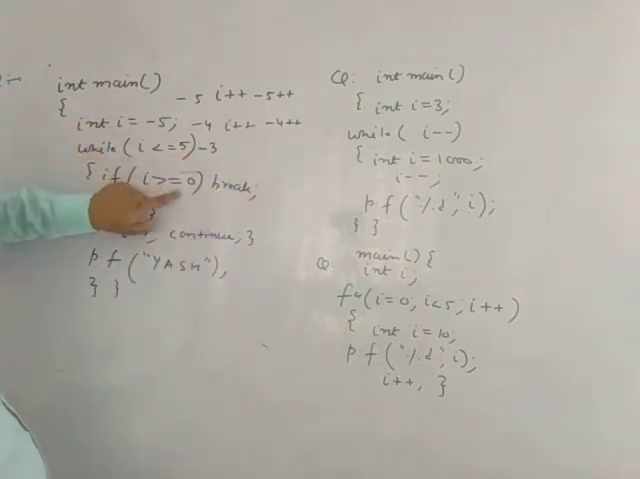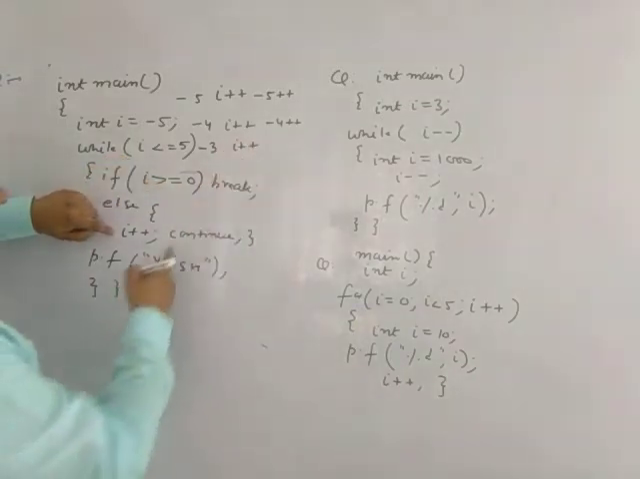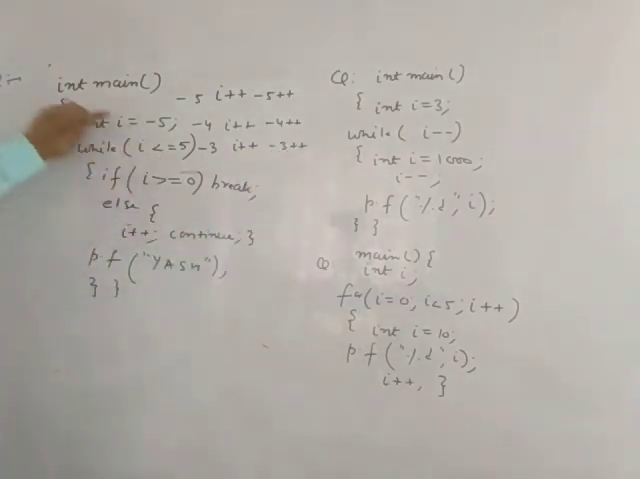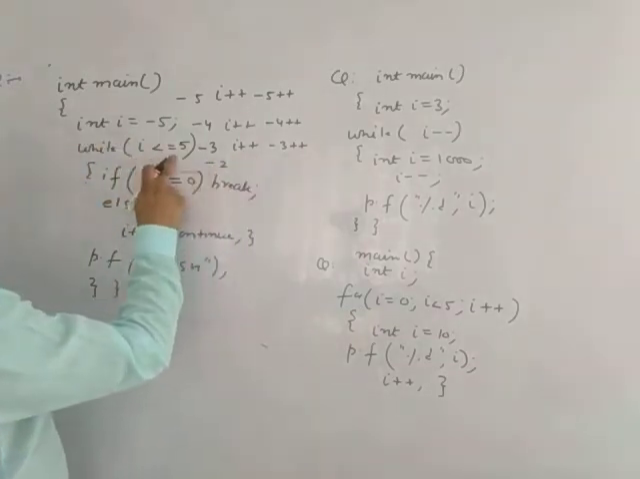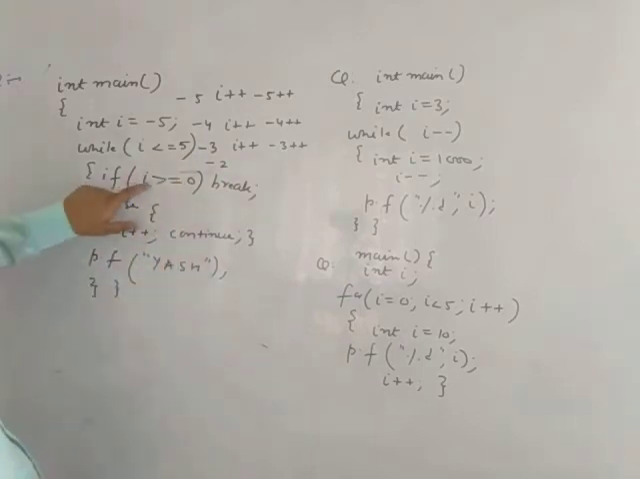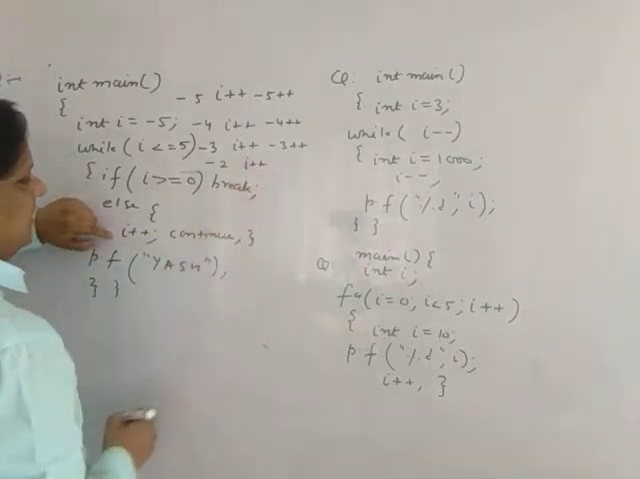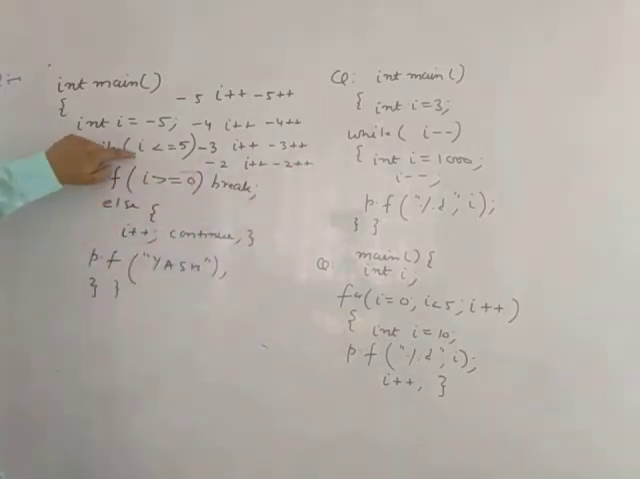So now minus 3 greater than or equal to 0, again the condition is false, again you go to the else part, again you do i plus plus, right? Again continue. So this is minus 3 plus plus, again you go to the continue, again you go to the loop. So now i is minus 2. Minus 2 less than or equal to 5, condition to enter into the loop. So minus 2 greater than or equal to 0, this if statement is false, you go to the else part, again you do i plus plus, right? And then again continue will take the control back to the loop.